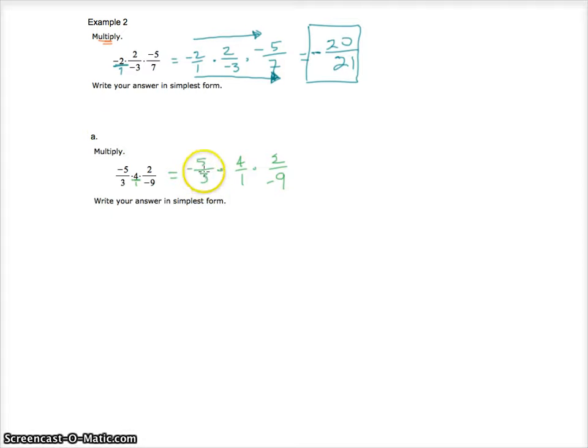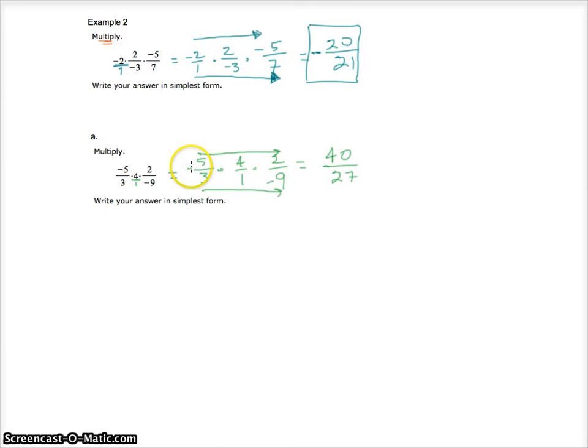See if I can cross reduce anything. 4 and 3, no. 2 and 1, no. 5 and 1, no. And 4 and negative 9 is a hard no. So I'm going to multiply everything straight across again. So I have 5 times 4 times 2. 5 times 4 is 20. Times 2 gives me 40. 3 times 1 times 9 gives me 27.